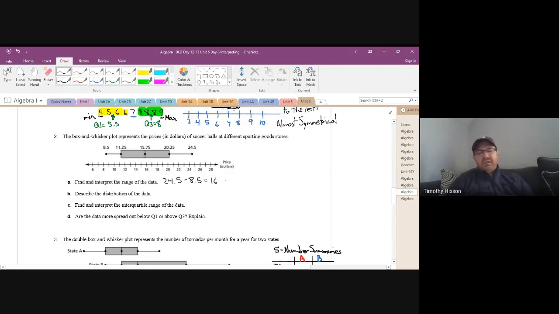Now it says find and interpret. So that means all the balls cost within $16 of each other.